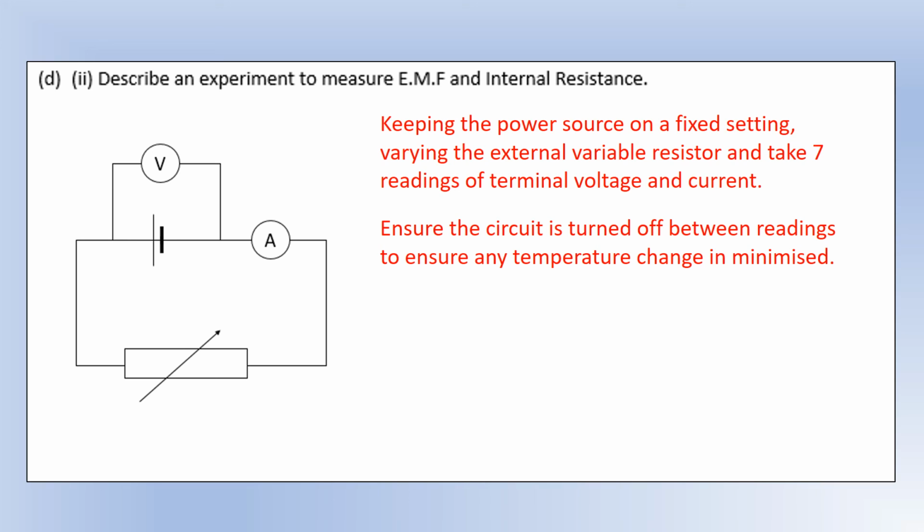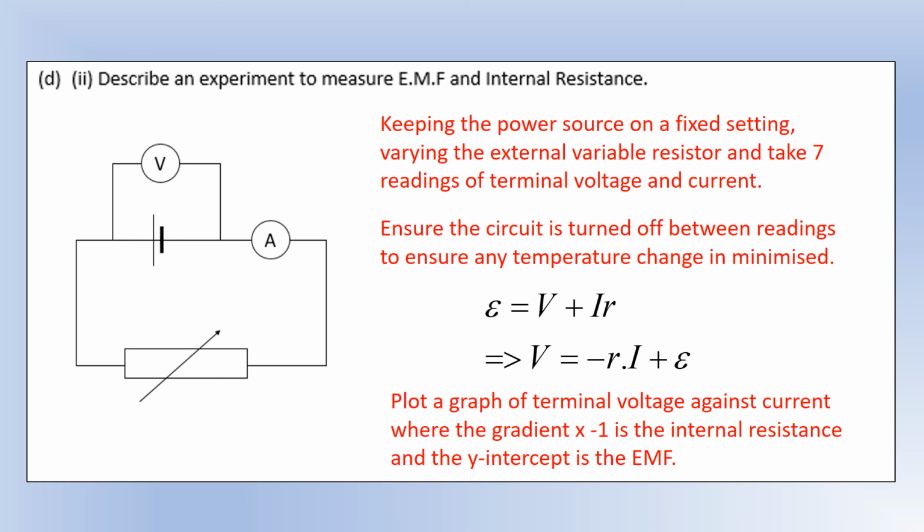Then we, again, as before, between readings, we want our circuit turned off, so we're minimizing any temperature change. And what we're going to do is plot a graph of the terminal potential difference against the current, because that's going to make the y-intercept the EMF. And if we multiply the gradient by -1, that's going to give us the internal resistance.